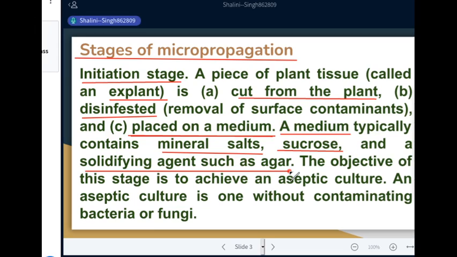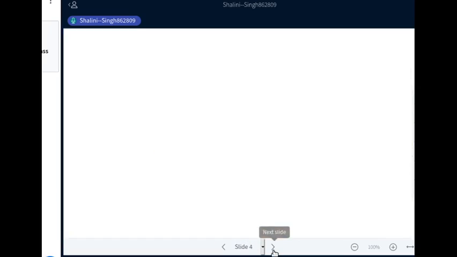The objective of the initiation stage is to achieve an aseptic culture. Aseptic culture is one without contaminating bacteria or fungi. So, establishment of a culture that is free from any type of contamination and is in a growing stage is known as the achievement of the initiation stage. That is the first stage of the micropropagation process.